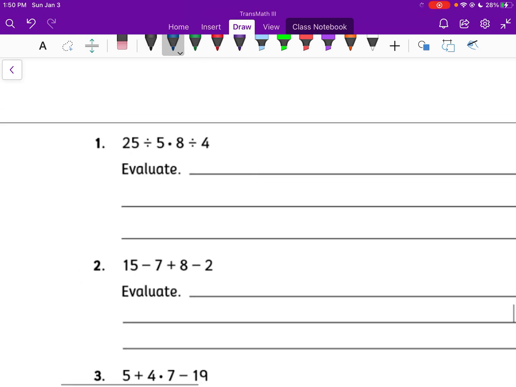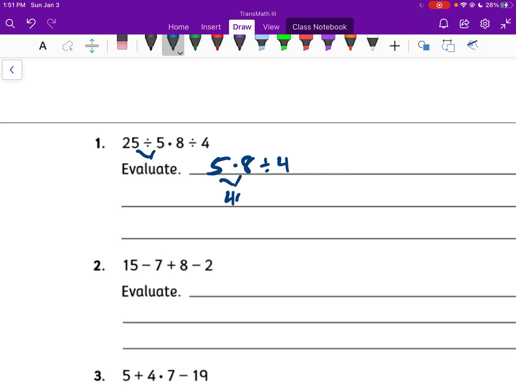Okay, so now that we're back, again, looking at our numeric expressions, look for multiplication and division first. When I look at this one, dividing, multiplying, dividing, it's all multiplication and division, so we're just going to work from left to right. The first one I'm going to do is the 25 divided by 5, which will give us 5. Then we've got times 8 divided by 4. So then from there, again, just work from left to right.